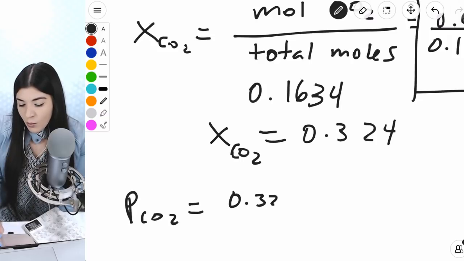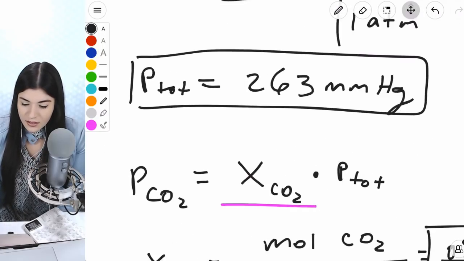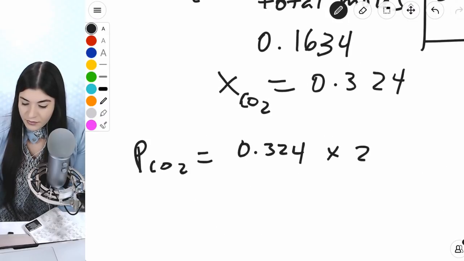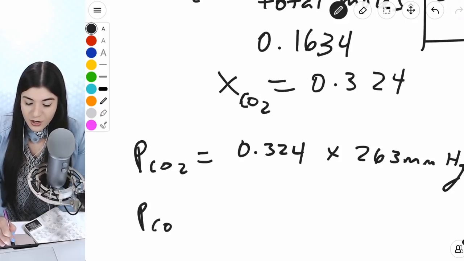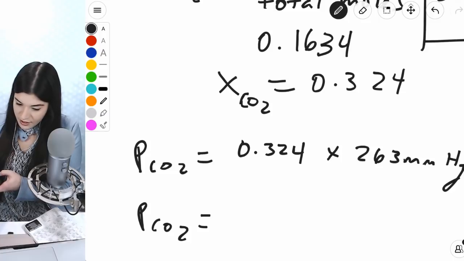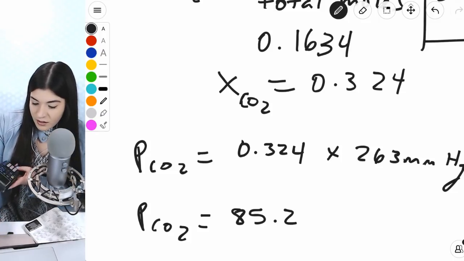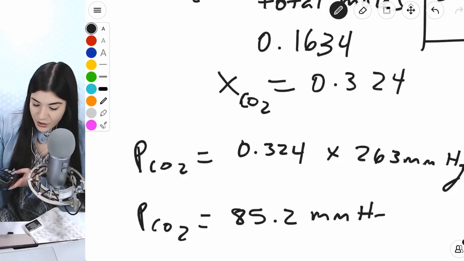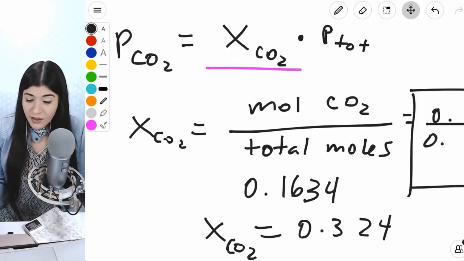So I'll multiply that mole fraction that we just found times the total pressure that we found before, which, let me go back, was 263 millimeters mercury, and that'll give us our partial pressure of CO2. 0.324 times 263 is 85.2 millimeters mercury. So that would have been our partial pressure of CO2. You're going to do the exact same thing for all the others.